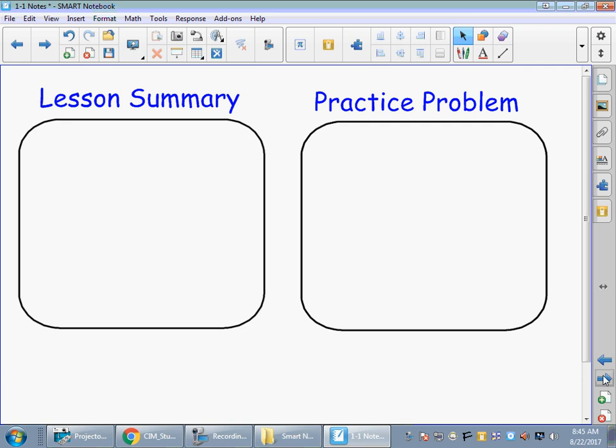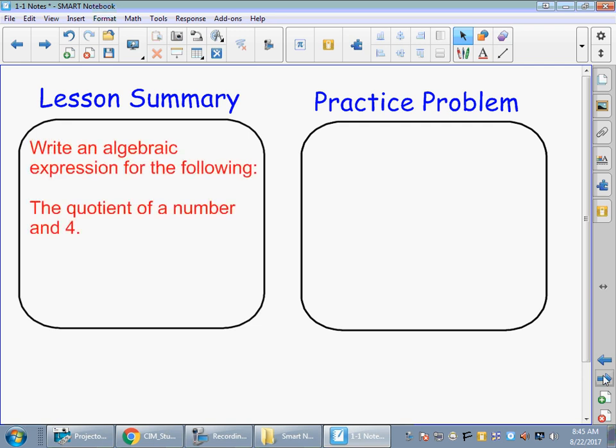So for your lesson summary, what I need you guys to do is write an algebraic expression of that verbal expression, and then I want you to change this verbal into an algebraic. Good luck.